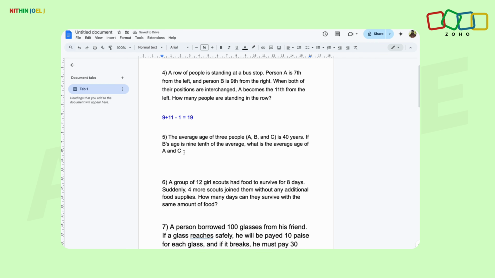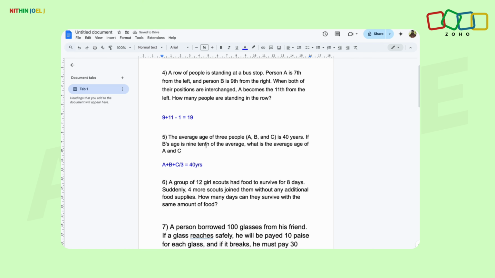Now, fifth question. The average age of 3 people, which is A, B and C, is 40 years. So for A, B and C, the average is 40 years. If B's age is 9/10 of the average, what is the average age of A and C? So let's write what is given. A, B and C's average is 40 years. So (A plus B plus C) by 3 is equal to 40 years. So this is what they have given in the question.